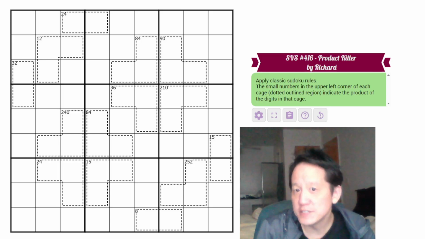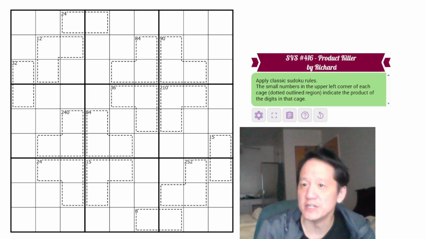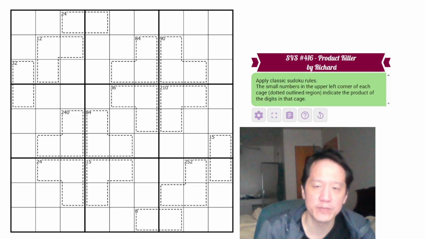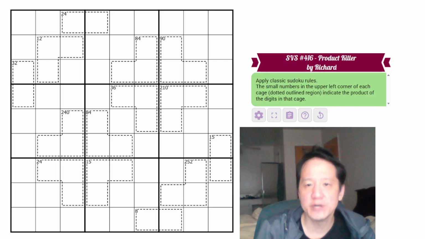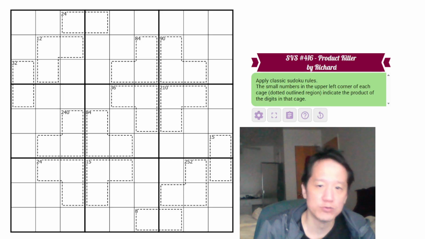Now, take that easiness with a grain of salt because it's considered easy by the people on the Logic Masters Germany forum, and there's a lot of really smart people there. Today's puzzle is called Product Killer by Richard, and here are the rules.